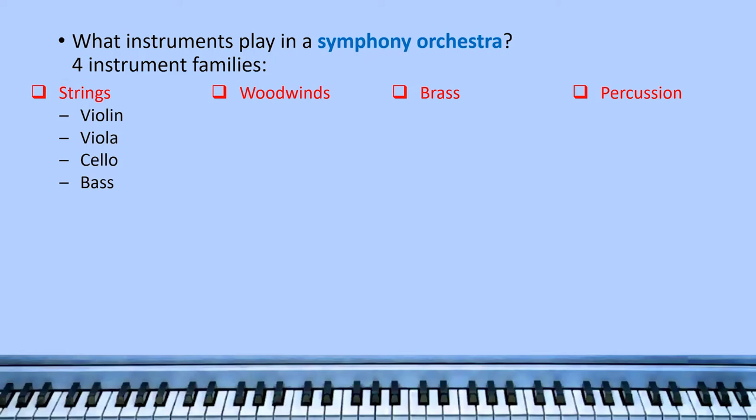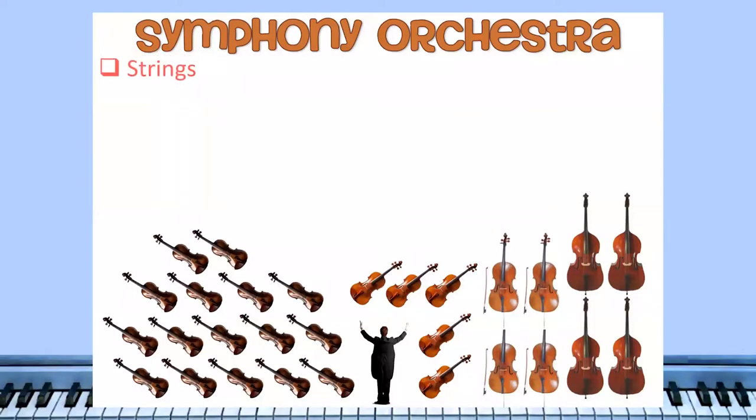Let's start with the violin. Violin, viola, cello, and the bass. I got to go to this screen, and let's start with the violin here. So this is a friend of mine who I grew up playing with in the Indianapolis Youth Symphony. This is Derek. Hey, Eric. This is a violin.